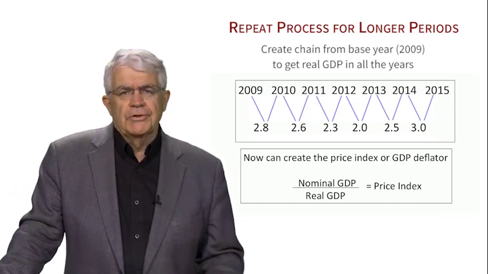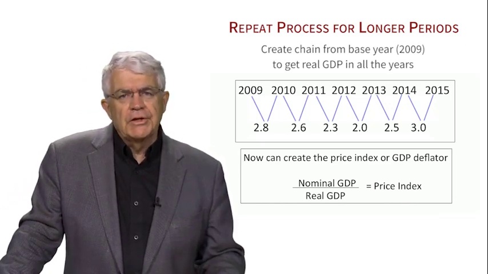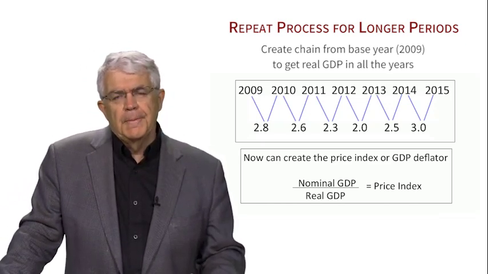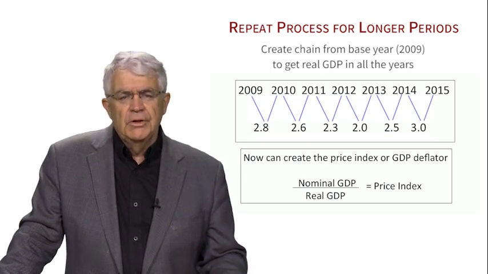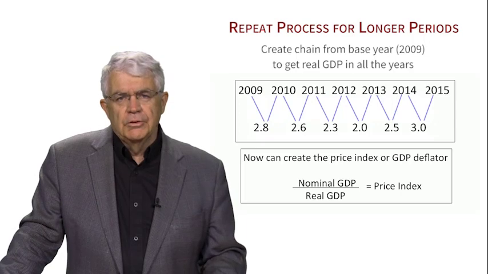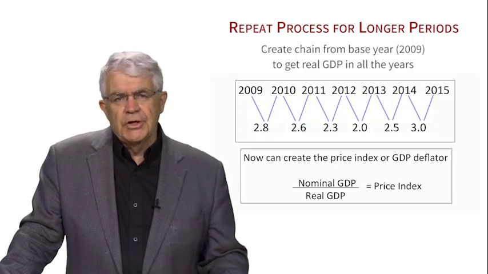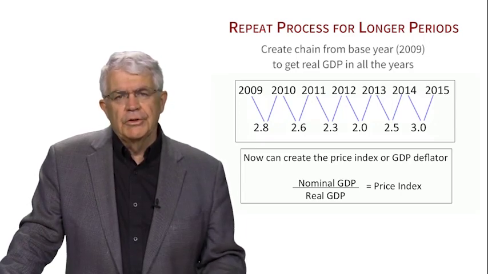Just repeat that process for longer periods. You kind of create a chain from the base year. Suppose the base year is 2009 for the United States, which it is at this point in time. You apply this chain of percentages to get real GDP in all the years.